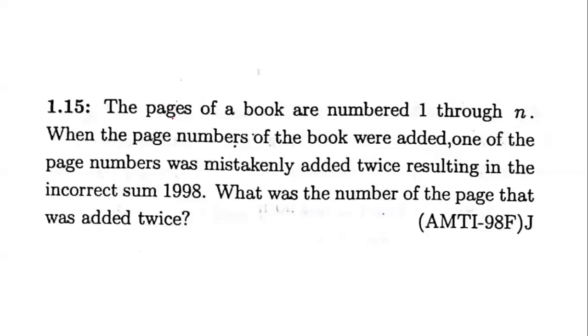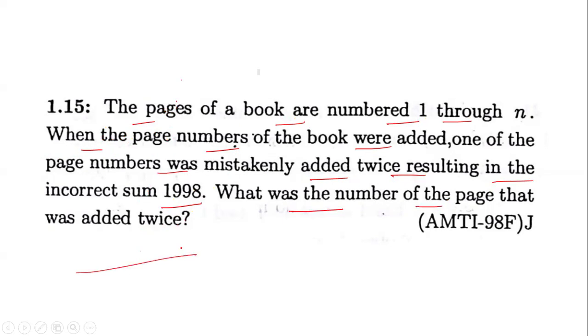So hello guys, in this video we are going to solve this problem. It is given that the pages of a book are numbered 1 through n. When the page numbers of the book were added, one page number was mistakenly added twice, resulting in an incorrect sum. So what was the number of the page that was added twice?